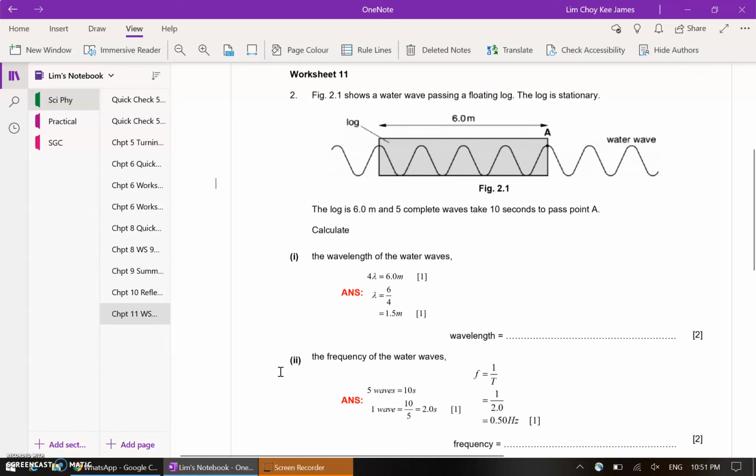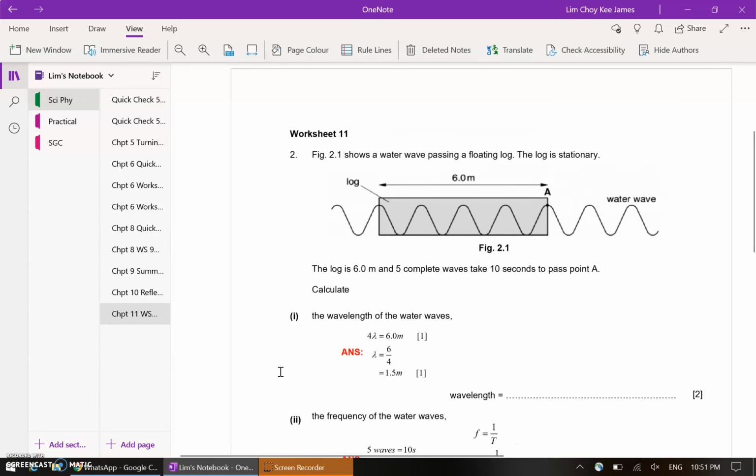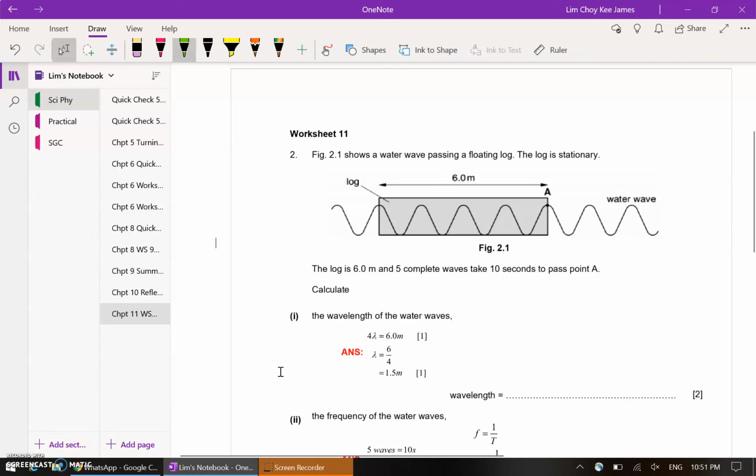The question mentions a water wave passing through a lock, etc. The details are in the picture. As you can see, there are a few things that we want to take note of. Okay, let's take a look here. When the question mentions water wave, students should subconsciously identify what a water wave is.